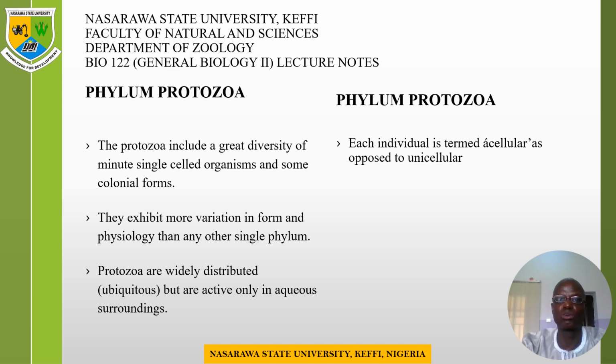The protozoans include a great diversity of minute single-celled organisms, and some are colonial forms. They exhibit more variation in form and physiology than any other single phylum. Protozoans are widely distributed, that is, they are ubiquitous, but are active only in an aqueous environment. That is, they can only live or survive in the aquatic environment. Each individual is termed acellular as opposed to unicellular.